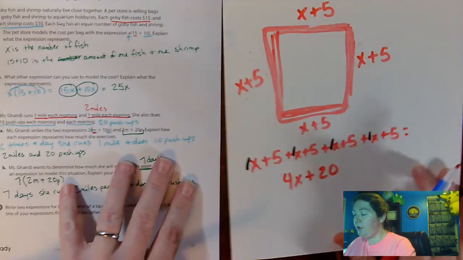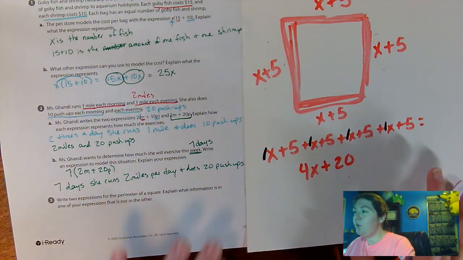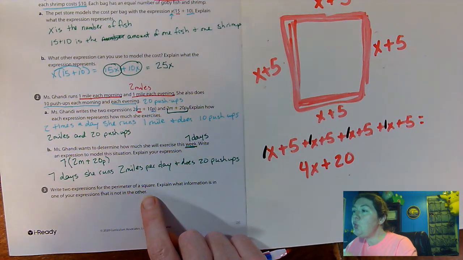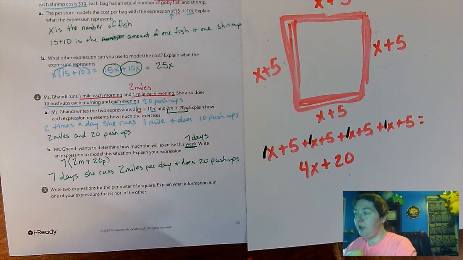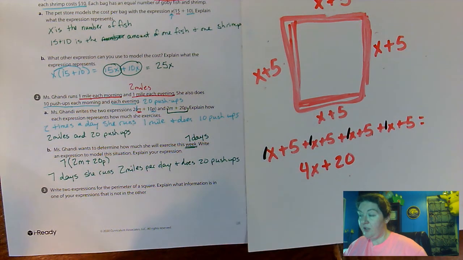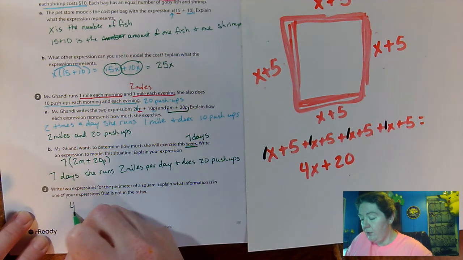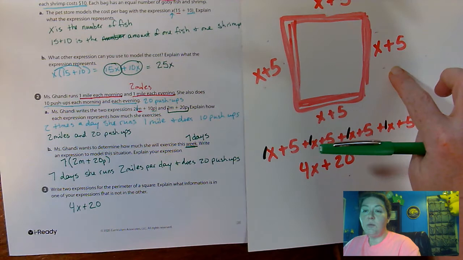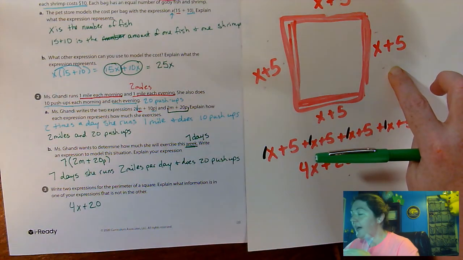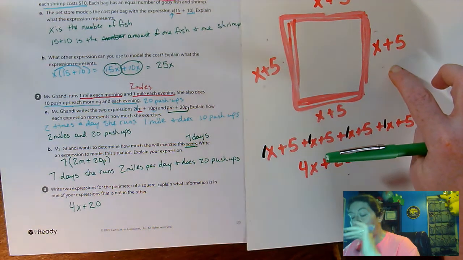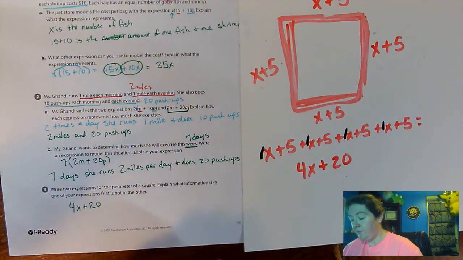Well, that might work. What is the question asking me? The question is asking to give 2 expressions for the perimeter of a square. I can use this as one expression. This looks like a 7th grade expression. I think I want to use it. 4x plus 20. I pulled this number out of the air. I absolutely did. You can use whatever number you want to. But for my example, I'm sticking with this one.